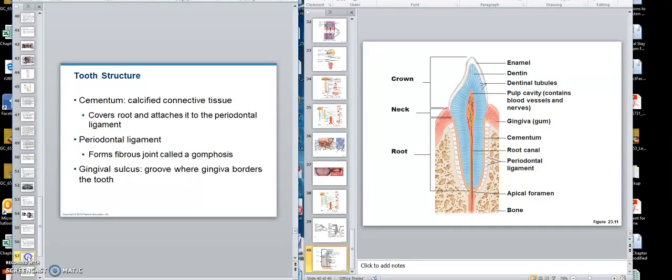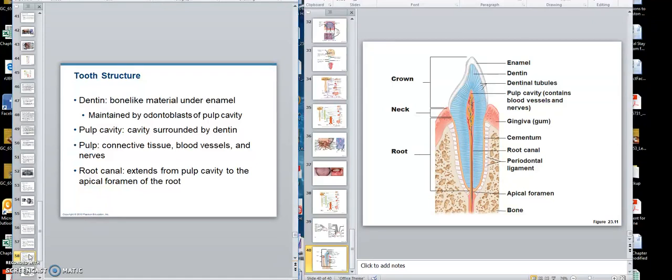So we did tooth structure. The cementum is here, right in there. What it's doing is anchoring the periodontal ligament to the tooth. That's the gomphosis. We talked about the tooth structure. The pulp cavity is where you have all the blood vessels and everything.